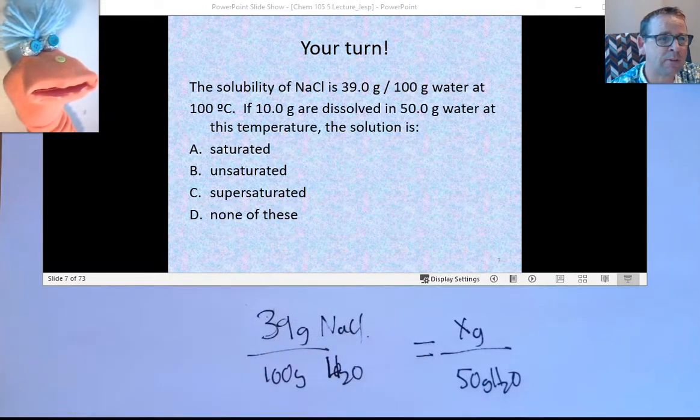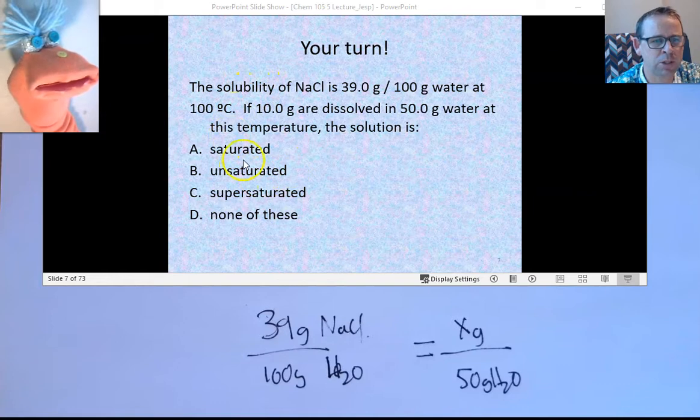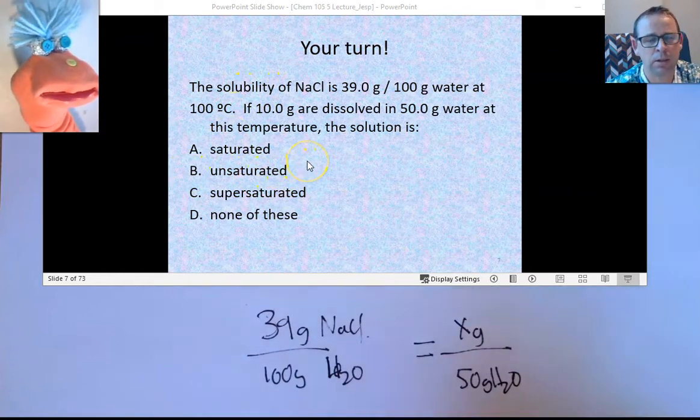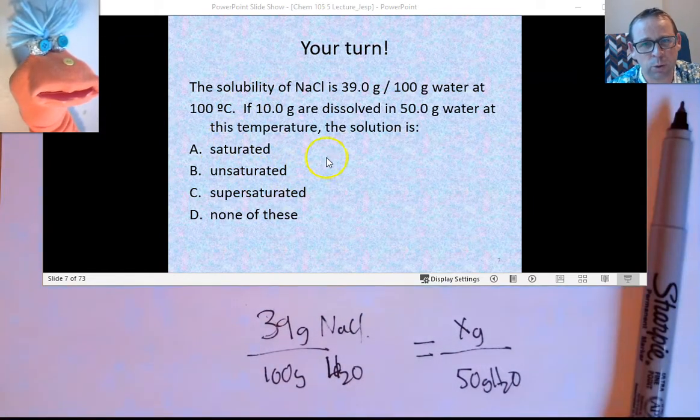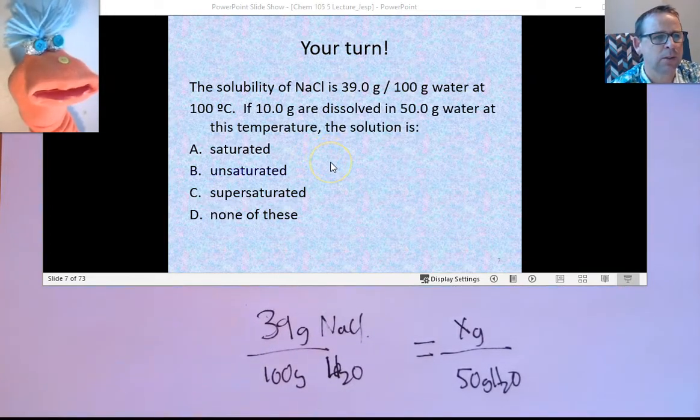So if we only have 10 grams dissolved, unsaturated. Very good. That means our solution is unsaturated, right? It means we can dissolve more. We can dissolve all the way up to 19 and a half grams. Excellent.